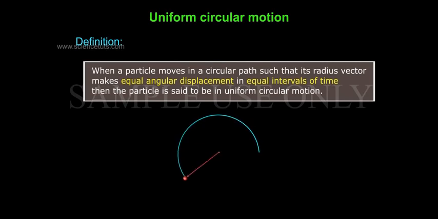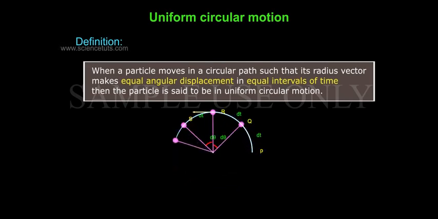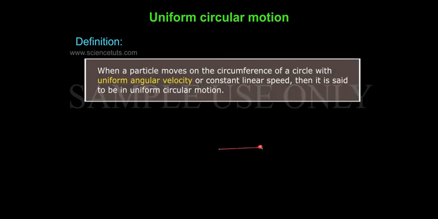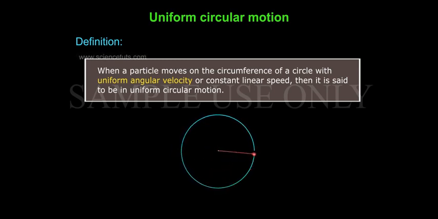Uniform circular motion. Definition: when a particle moves in a circular path such that its radius vector makes equal angular displacement in equal intervals of time, then the particle is said to be in uniform circular motion. Or when a particle moves on the circumference of a circle with uniform angular velocity or constant linear speed, then it is said to be in uniform circular motion.